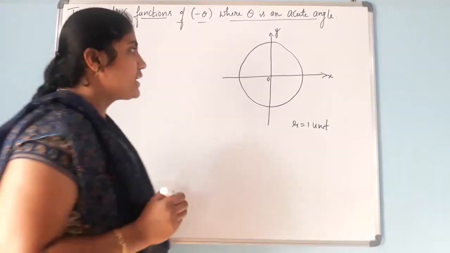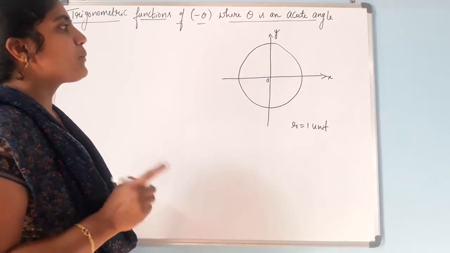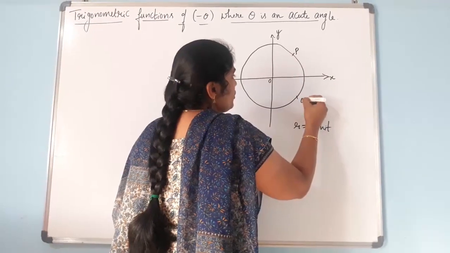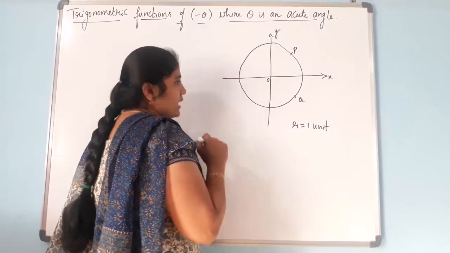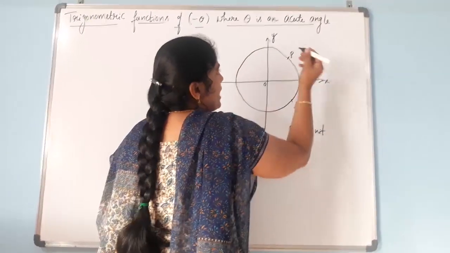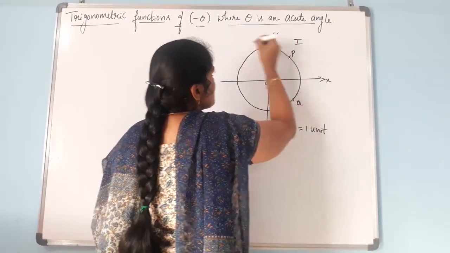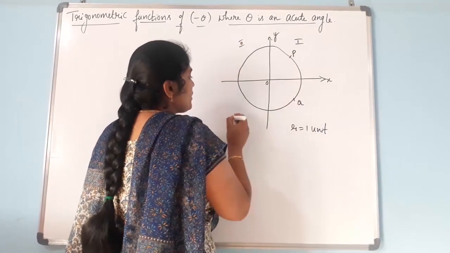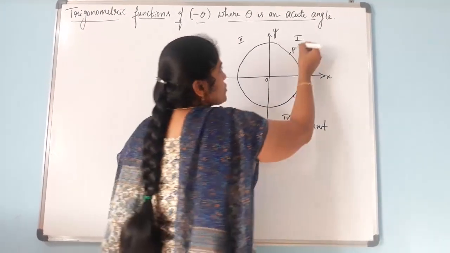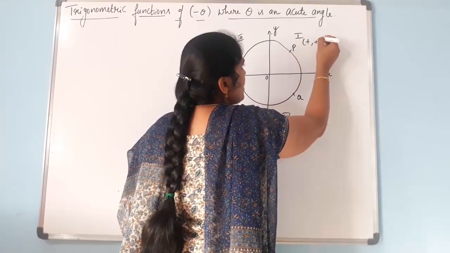Okay, so here let us take 2 points on the circle. Let P and Q be any 2 points on the circle. Since the point P is in the first quadrant, I think you all know the quadrants. This is the first one, this is the second quadrant, this is the third quadrant, right? This is the fourth quadrant. In the first quadrant, both x and y are positive.